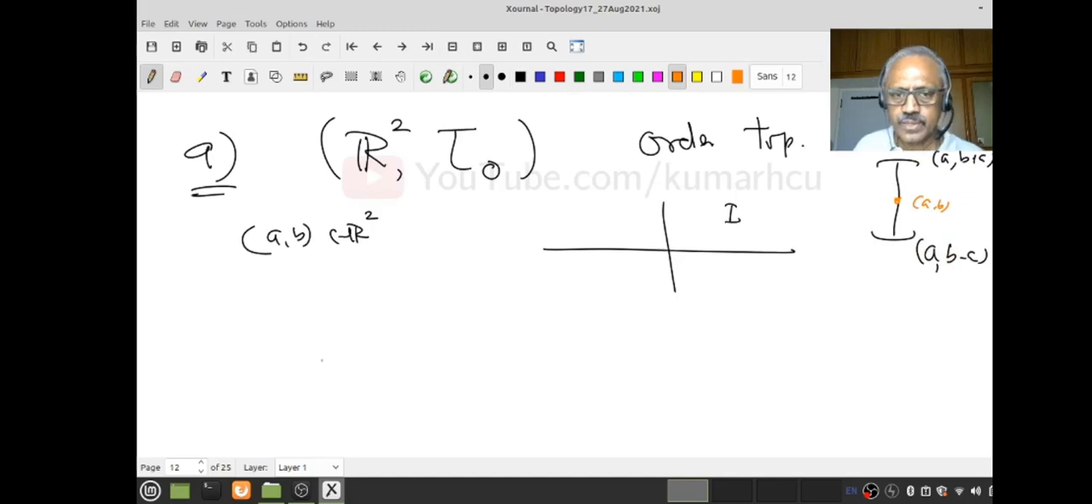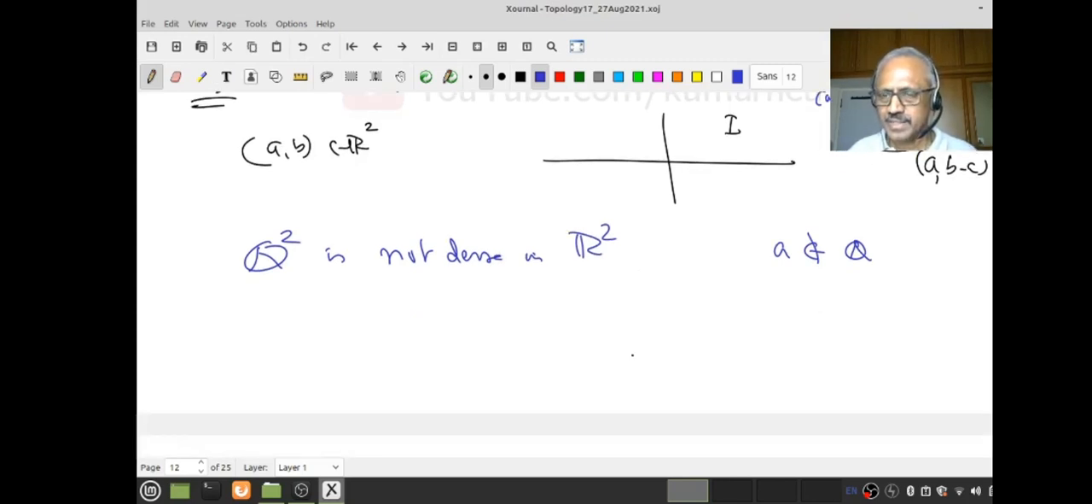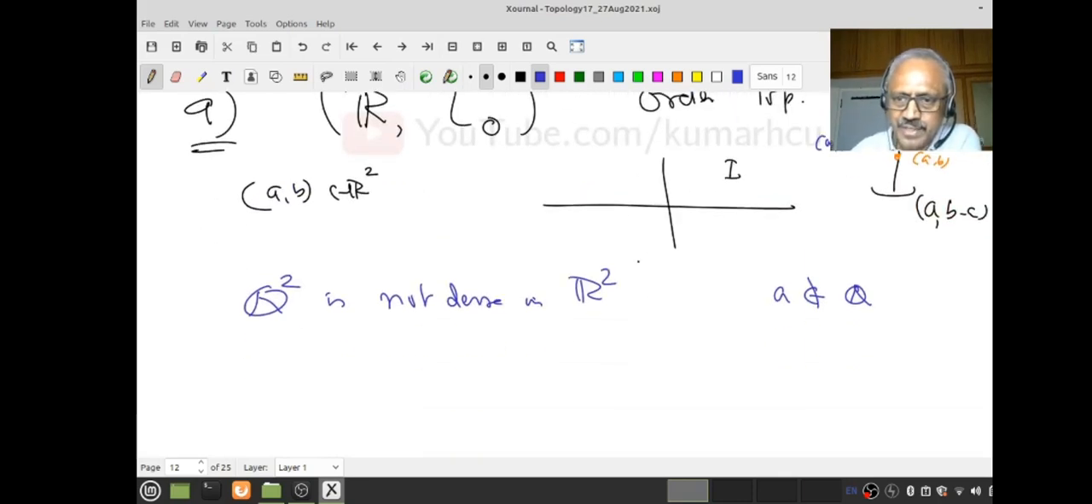You understand? Therefore you can see Q squared is not dense in R2, because if I take a not in Q, now this is a basic open set. Okay, you understand? Therefore anything in this basic open set will be of the form a comma t. Okay, and a is irrational and t can be anything. T, if you want, I can choose to be rational also, it does not matter, but the first coordinate is not rational. Therefore there is no point in this basic open set where both the coordinates are rational. Therefore Q2 is not dense in R2. Do you understand that? Look at this basic open set which I have defined using your intuition.